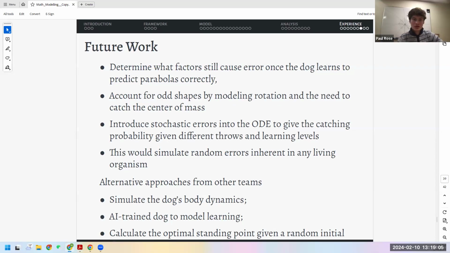To improve the model in the future, we could account for errors that persist once the dog learns to predict parabolas, account for odd shapes quantitatively, and include a stochastic error to account for random variation between intention and result that's inherent in living things.